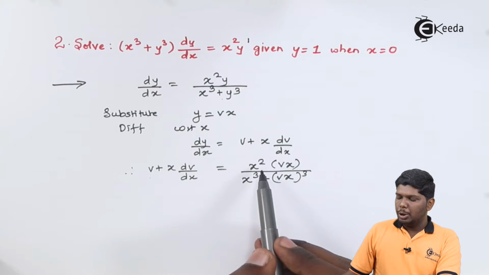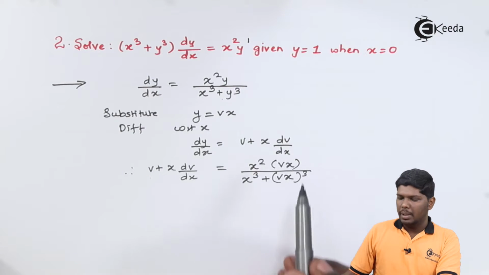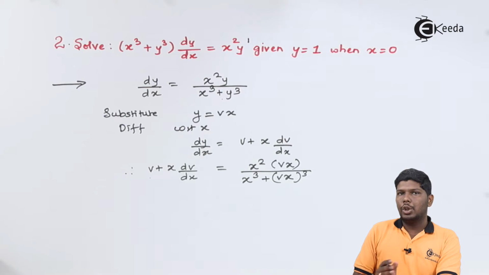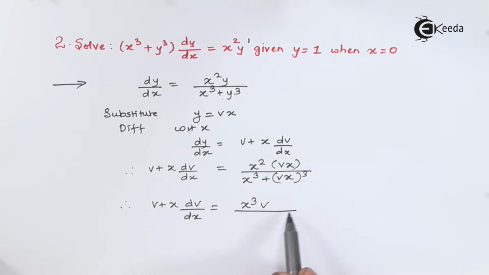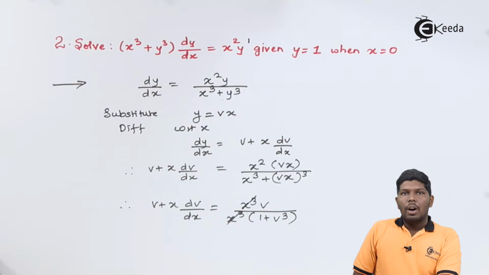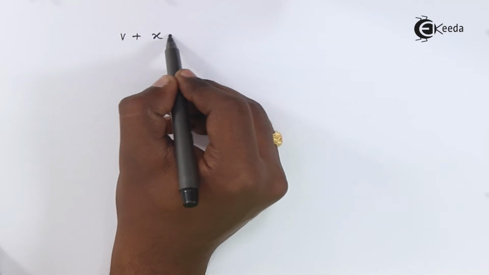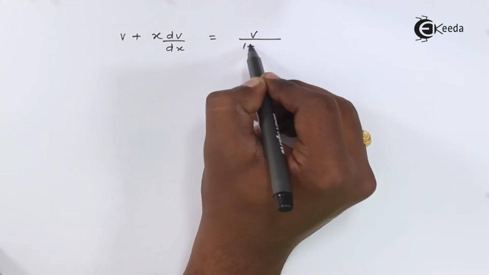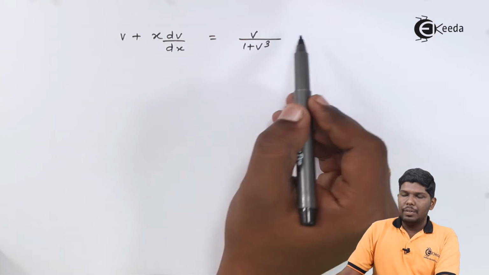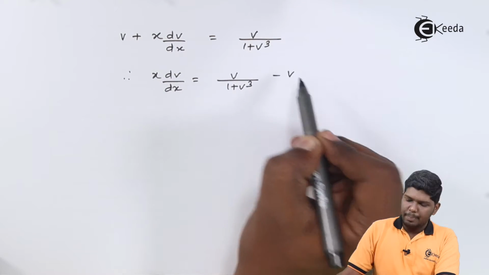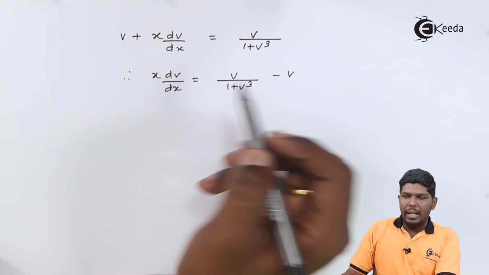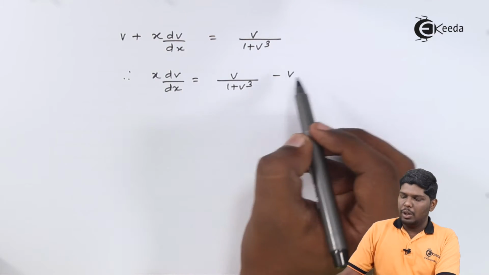Now in the next step, as you can see, we have x² into x, that is x³, and similarly in the denominator we can take x³ common. On cancelling x³, we have v + x dv/dx is equal to v upon 1 + v³. Now let us transfer this v to the right hand side. That will give you x dv/dx is equal to v upon 1 + v³ minus v.